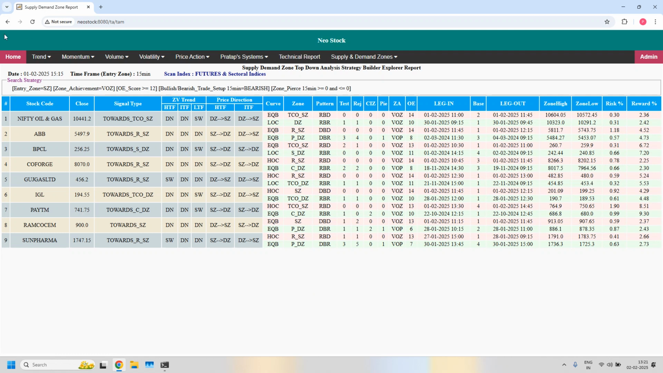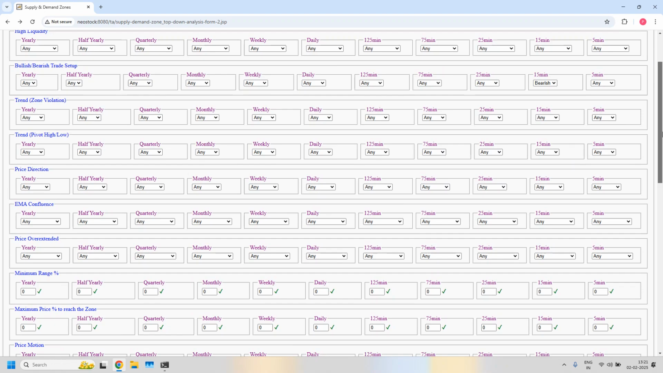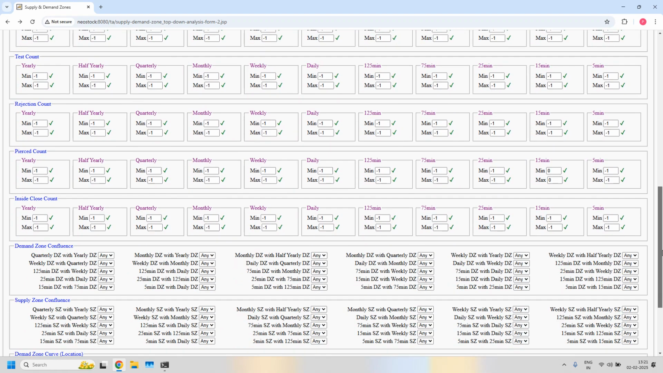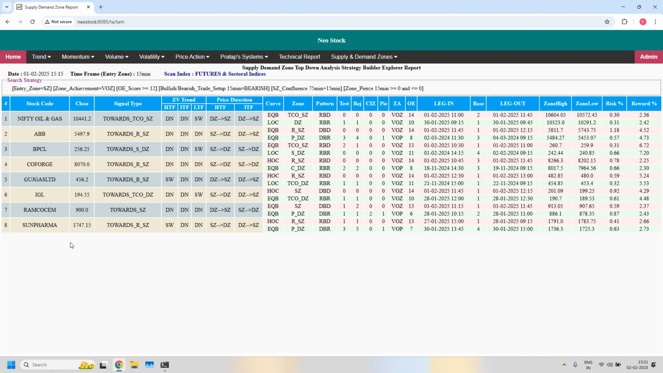We will filter out of these 9. I am setting the filter in the supply zone confluence: 15-minute supply zone having 75-minute supply zone confluence. With this filter, out of 9, we got 8 stocks. That means in all these 8 stocks, these 15-minute supply zones are overlapped with 75-minute supply zones. That is what we set, the supply zone confluence filter. Okay, but is it enough? No, we can further look for even more high probability.